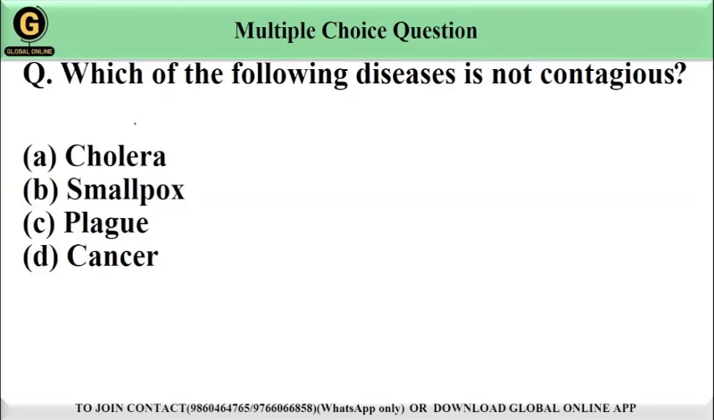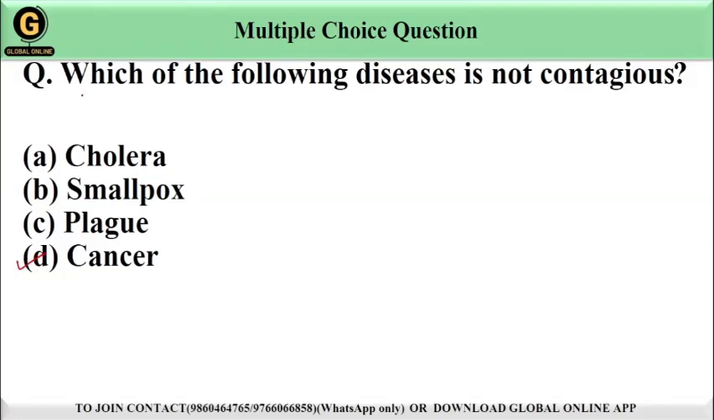So guys, cancer is a non-contagious disease. It is caused by uncontrolled cell growth in the body. On the other hand, cholera, smallpox and plague are infectious diseases caused by bacteria or viruses that can spread from person to person. So the correct answer among the options is option D, cancer. Let's move to the next question.